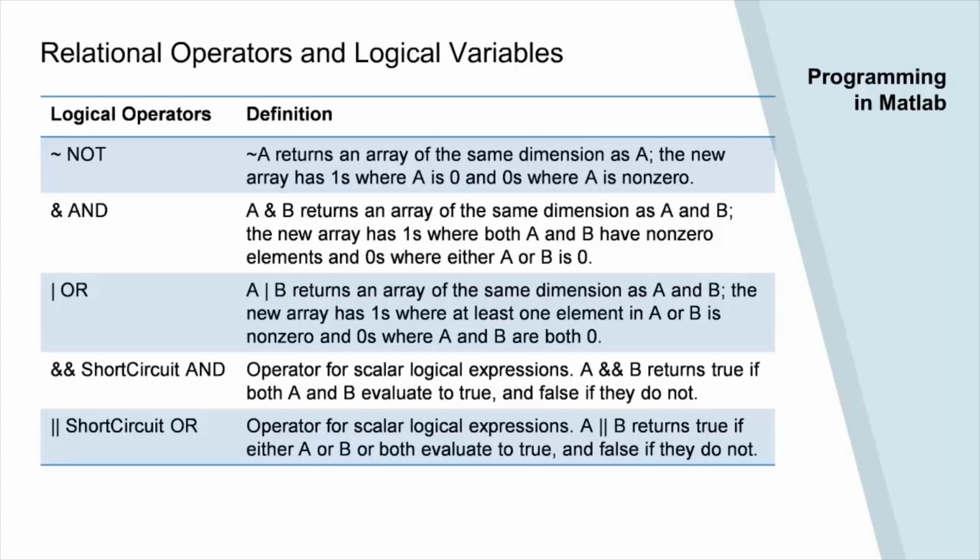Then we have the short circuit AND. This is an operator for scalar logical expressions. So a and b returns true if both a and b evaluate to true, and false if they do not. Then we have the short circuit OR. Again, this is an operator for scalar logical operations. When we say a or b, it returns true if either a or b evaluates to true, or false if they both do not.